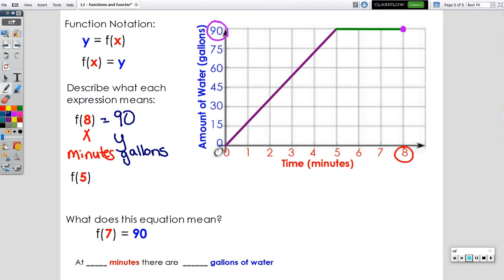These two values, this 8 and this 90, are just another way to show the relationship of this point on the graph. Okay, this 8 is our x value, this 90 is our y value. And what it means is after 8 minutes, there are 90 gallons of water in the pool. Okay, let's try another one. So this 5, this is our x value. So after 5 minutes, so come here to 5, we're going to go up, and same thing, also 90. So after 5 minutes, we can also say there were 90 gallons.